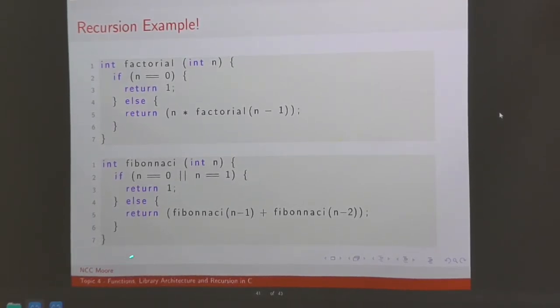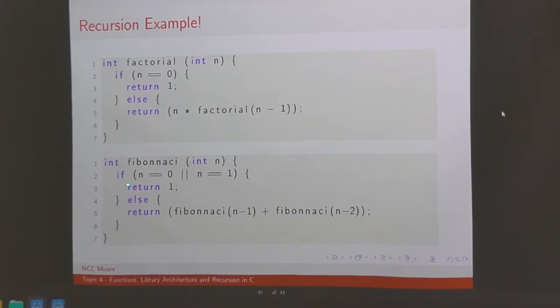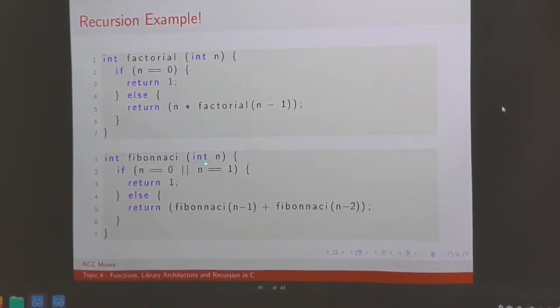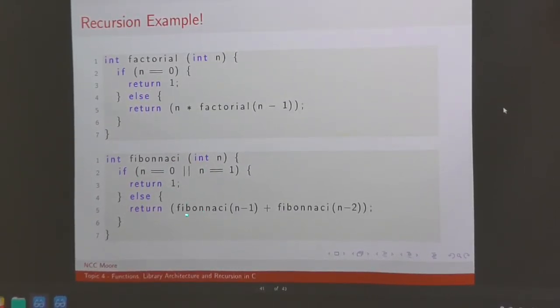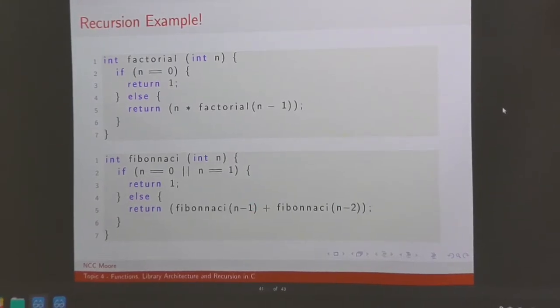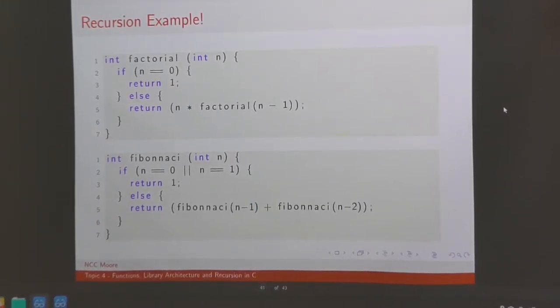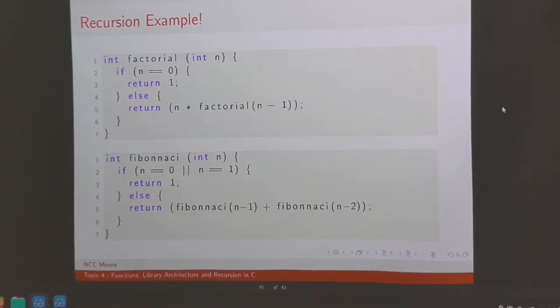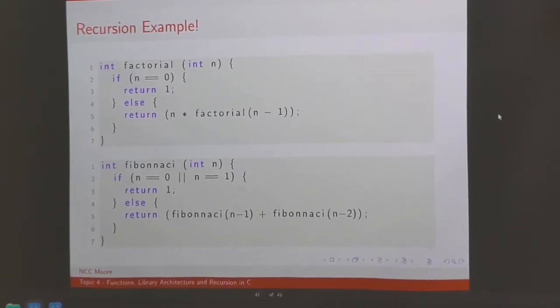Same thing with the Fibonacci sequence. If n is 0 or 1, we return 1. Otherwise, we return Fibonacci(n minus 1) plus Fibonacci(n minus 2). Make sense? Any questions? Yes?